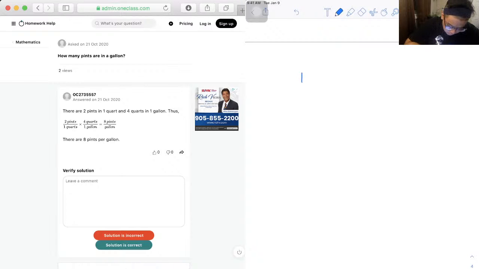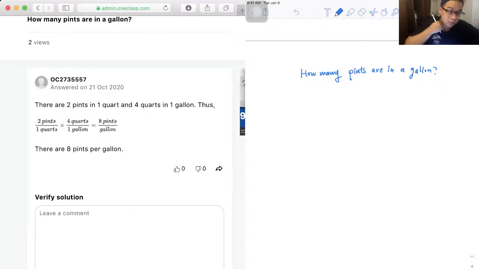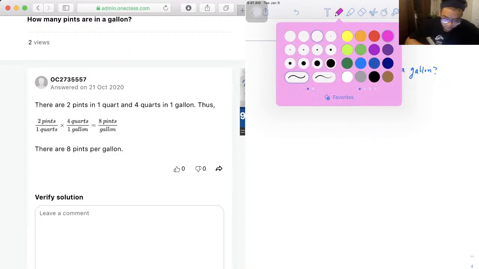So our next question. How many pints are in a gallon? All right. So whenever we come across questions asking us to convert one unit into another unit, we always need our conversion factor.